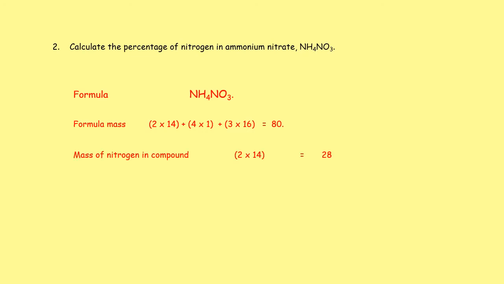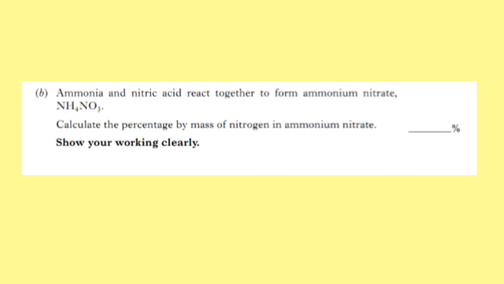Now the mass of nitrogen in the compound, remember there are 2 nitrogens in the formula because nitrogen is written twice. So it's 2 times 14, which gives us 28. Then whenever we're working out the percentage, it is 28 divided by 80 multiplied by 100, which equals 35%. And you can see that exact question came up in a past paper. So that would have been 35% again.